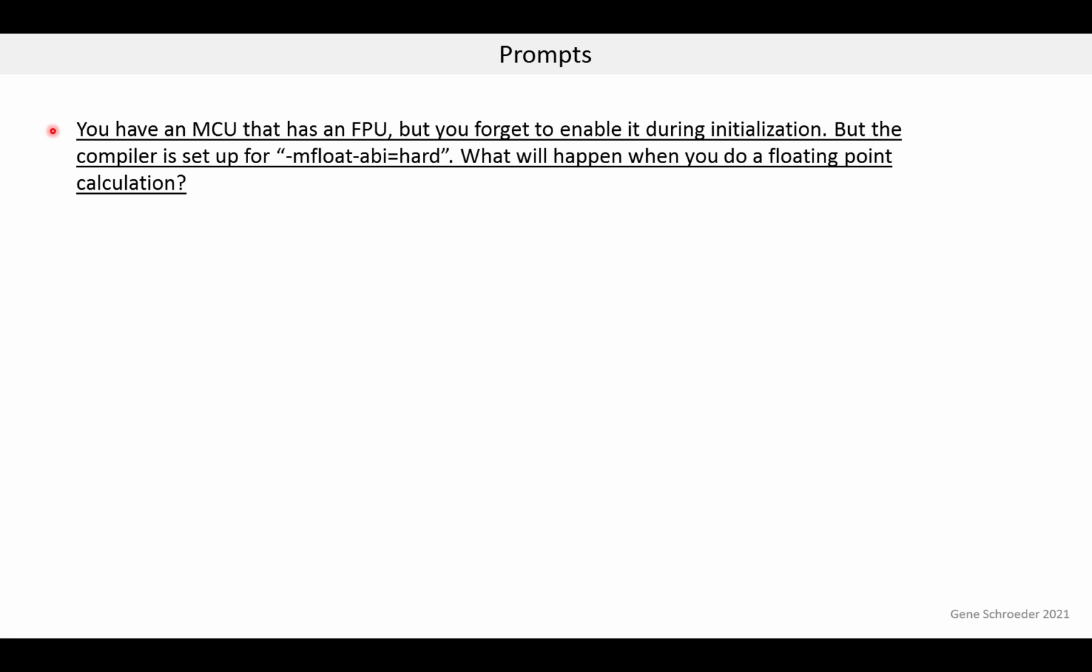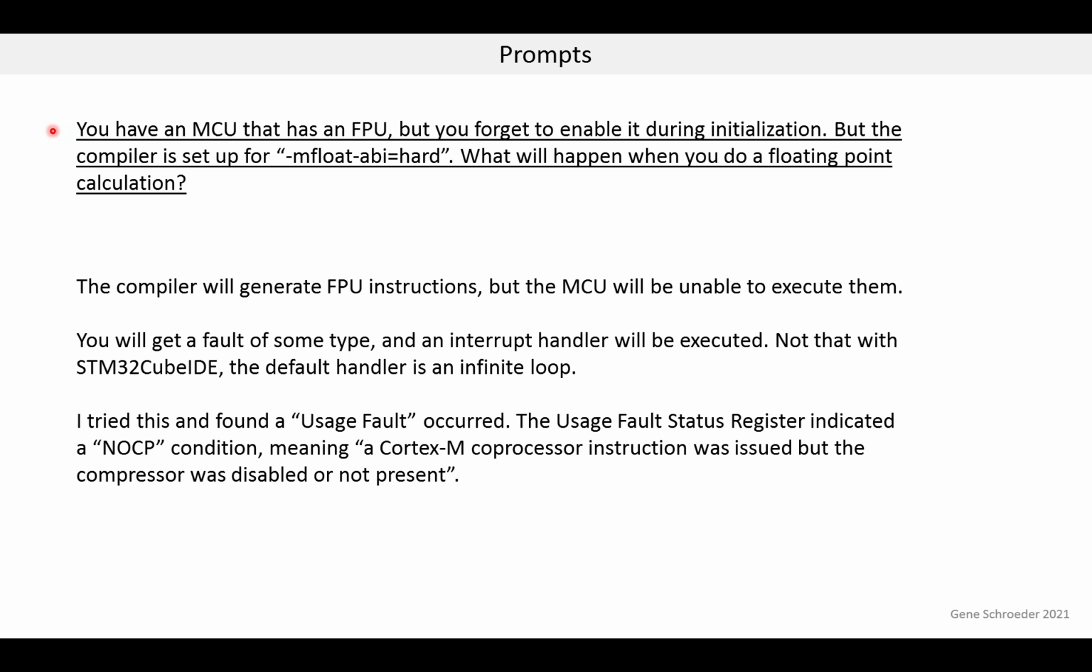You have an MCU that has an FPU, but you forget to enable the FPU during initialization. The compiler is set up correctly, -mfloat-abi=hard. What will happen when you do a floating point calculation? Well, because of that compiler setting, it's going to generate FPU instructions, but the MCU will be unable to execute them because the FPU isn't enabled. You'll get a fault of some type and an interrupt handler will be executed. Note that with the STM32 IDE, the default handler is an infinite loop, so generally speaking, things will just stop.